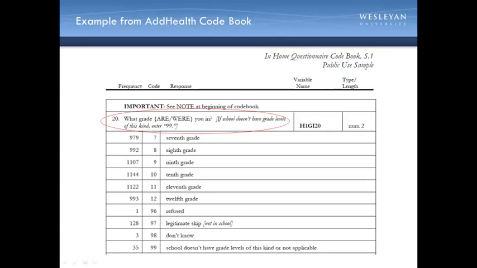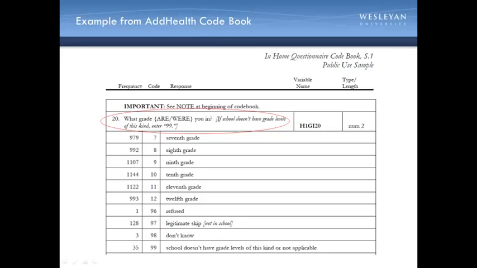Here I have an example from the AdHealth codebook. For each of the variables, you have the description of the variable that is measured. In this case, it's the question, what grade are you in? A codebook will also include the various measurement or response options. So here you can see that possible response options include 7th through 12th grade, refusal to answer the question, a legitimate skip for those not in school, don't know, and the school does not have the grade levels, or the question is not applicable. Aside from including a listing or description of the response options for the variable, the codebook will also include corresponding values that can be found in the dataset.